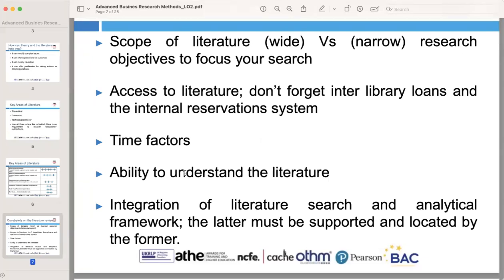Integration of literature, search and analytical framework. Literature review should align with and support the analytical framework of your research. Your analytical framework provides the theoretical foundation and structure for your study. It is important to ensure that your literature search is directly connected to your analytical framework. By integrating these two elements effectively, you can strengthen the validity and reliability of your research.